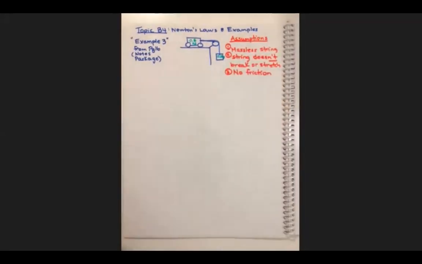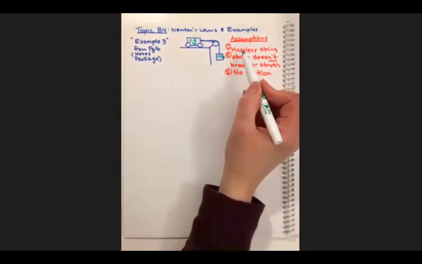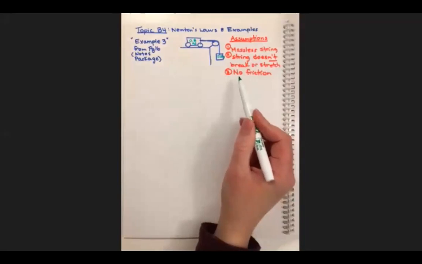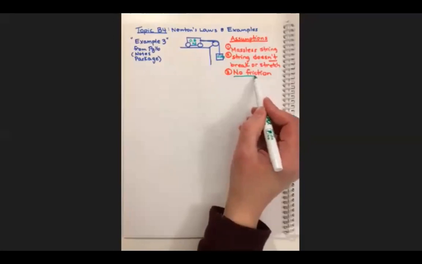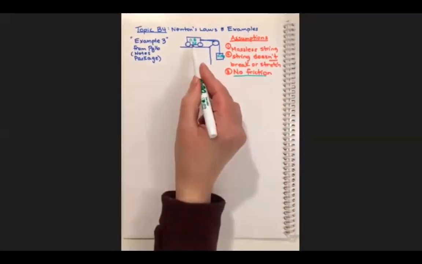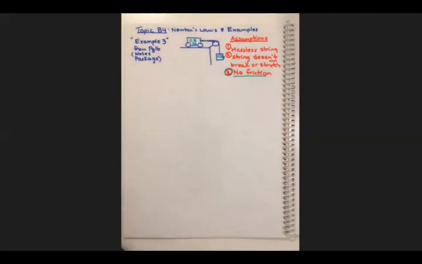Now let's talk about some assumptions that we're going to make in this type of problem. The first assumption is that the string has no mass and it doesn't break or stretch. The last assumption we're going to make in this particular example is that there's no friction on the pulley or between the table and the rolling cart. Number 3 is an assumption that we won't always be able to make in this course, but number 1 and 2, you can make these assumptions without stating them.